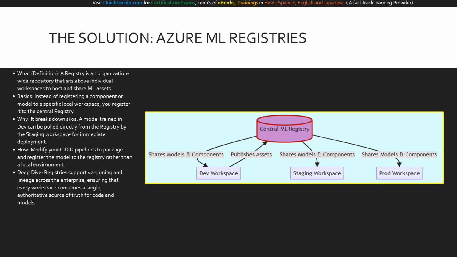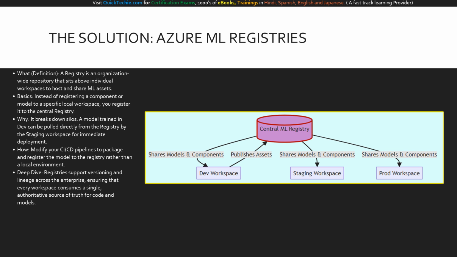The solution to our silo problem is the Azure ML registry. Think of a registry as a centralized, organization-wide catalog that sits above all your individual workspaces. Instead of registering your newly trained model or reusable component to the local dev workspace, you publish it to the central registry. Instantly, that asset becomes securely accessible to your staging and production workspaces. This effectively bridges the gap between our development loops.